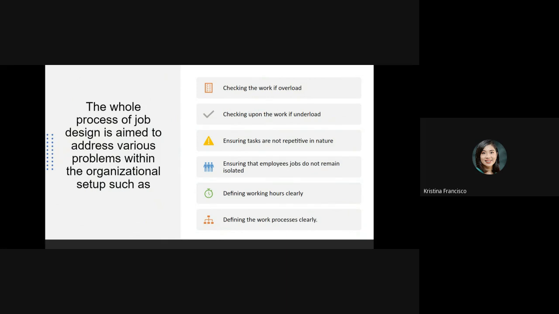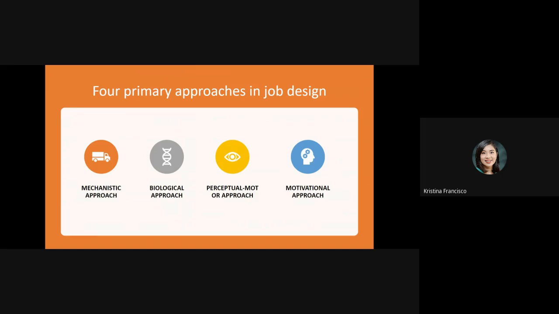This is why job design must be a continuous and ever-evolving process in the organization. So the end goal is to increase efficiency and effectiveness in performing jobs. We reduce dissatisfaction and enhance motivation and employee engagement at the workplace. So let's proceed with the four primary approaches in job design. As you can see in the slide, we have four. One is mechanistic, two biological, three perceptual or motor, and four motivational approaches.